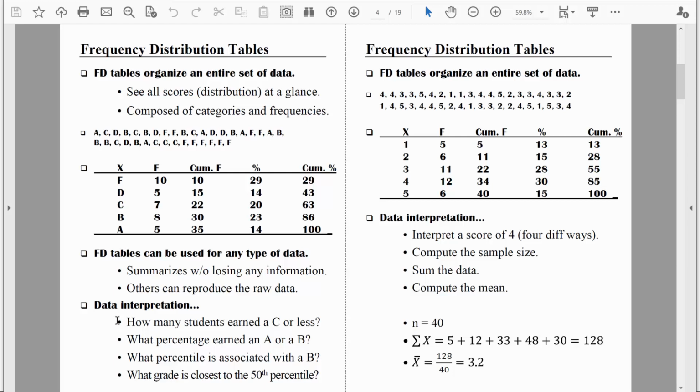If we're trying to figure out how many students earned a C or less, now we know we're talking about cumulative frequencies. So right here we see 22 students earned a C or less. Let's check out the next question.